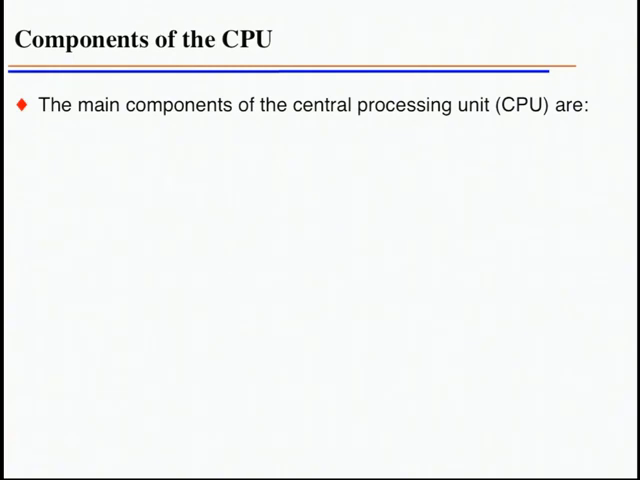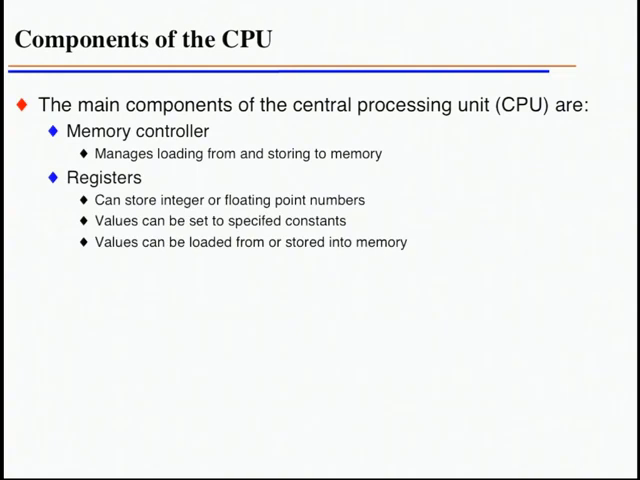So let's first concentrate on the CPU part. That's again consisting of several components, as you just saw. First, there's a memory controller which manages loading data and code from memory and storing the process data back to memory. Then within the CPU, there are registers that can store some numbers, so either integer or floating point numbers. From the programmer's point of view, you can set values into the registers, or you can load some data into the registers and store it back to memory.